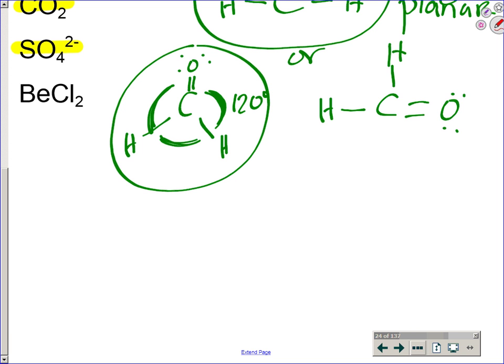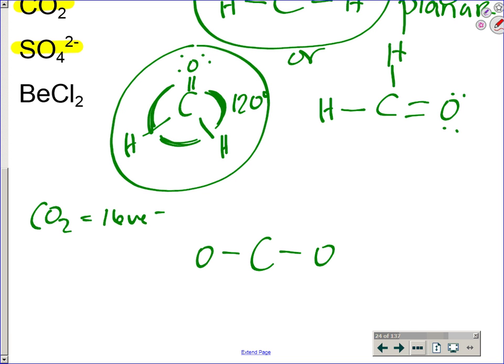So how many electrons in carbon dioxide? 16. Who's your central? Carbon. What do you do with the others? Either side, top and bottom, just make them as symmetrical as possible. O C O. And then what?